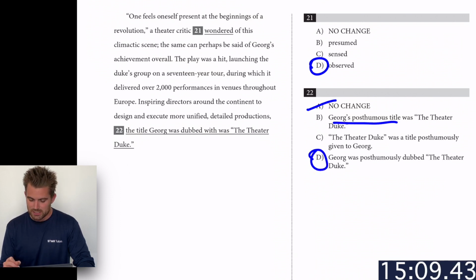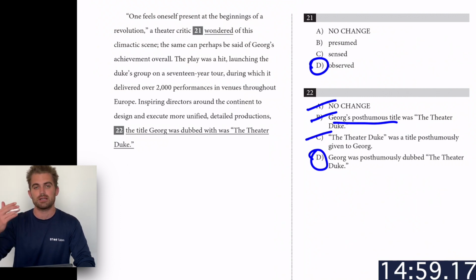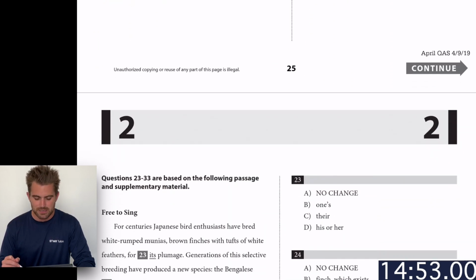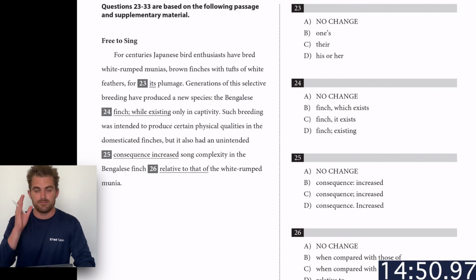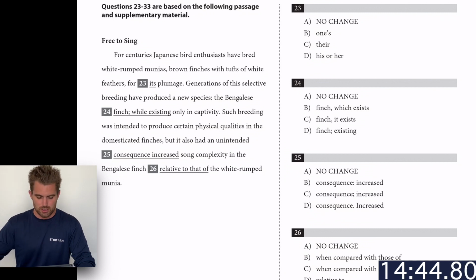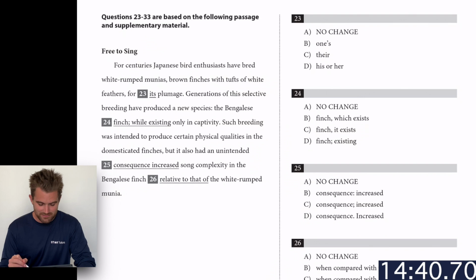It's not George's posthumous title that's doing that. It's not the title. It's not the theater duke was posthumously. George was posthumously dubbed. George has to be the subject of the sentence. He's what's being modified. So George has to be as close to the modifier as possible. Guys, these are just rules. They're definitive rules. Let me check my time real quick. Oh shoot, we gotta get going. If you memorize all the punctuation rules, you're gonna be just fine. Let me see if I can get through this.